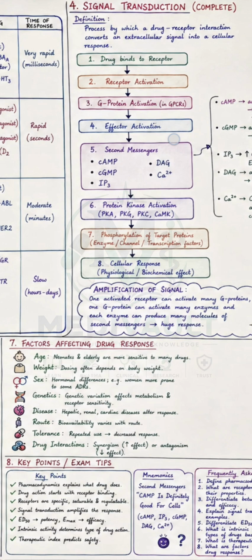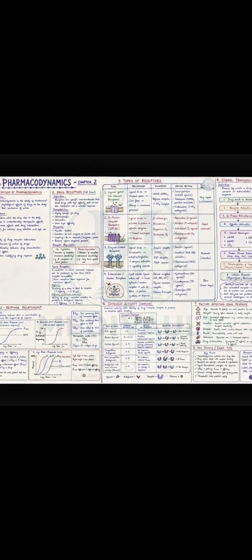Okay. So in the whole chapter we have studied pharmacodynamics. First of all, we understood what pharmacodynamics is, then we studied what drug receptors are, and then the types of receptors, then signal transduction, then the dose response relationship, then intrinsic activity, and at last the factors that affect the drug response. So that is the chapter.